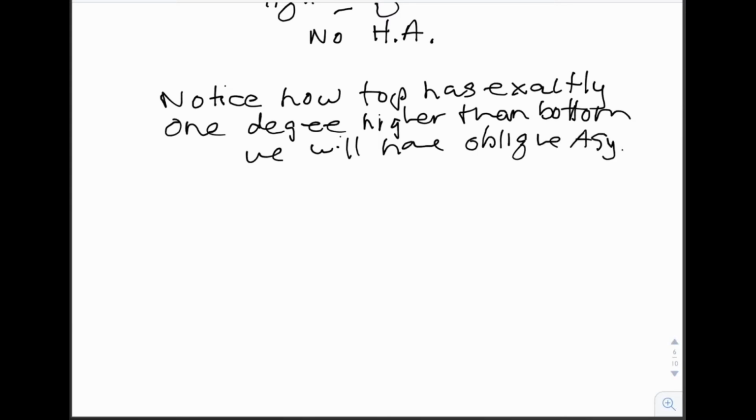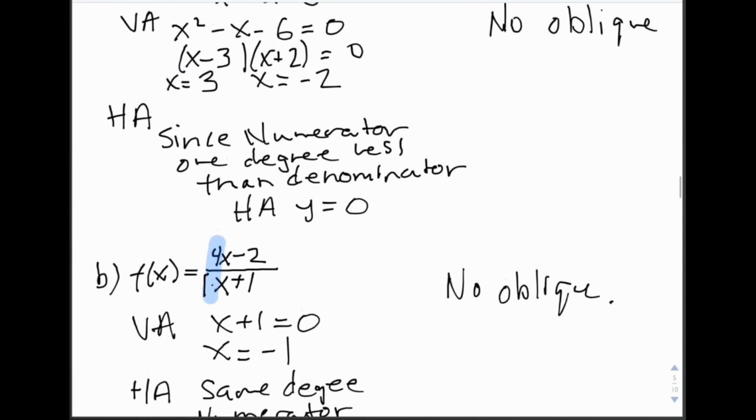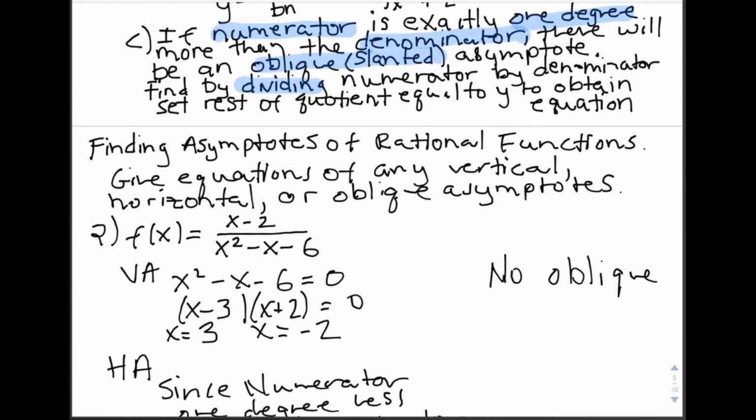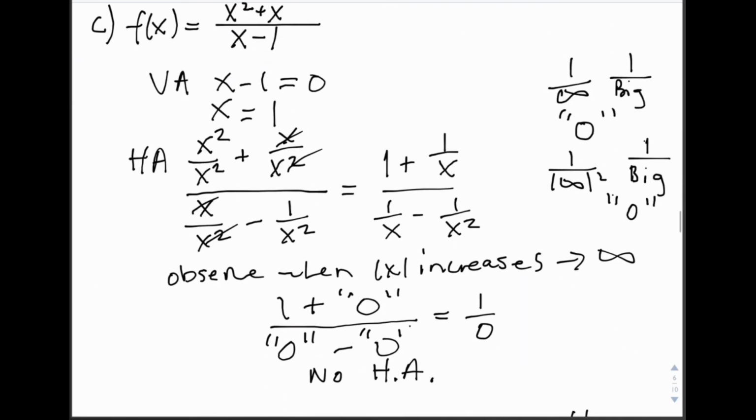Okay. So what we want to do, if we go ahead and look back up, is that if the numerator is exactly 1 degree more than the denominator, we're going to want to divide the numerator by the denominator, and then set the rest of the quotient equal to y to obtain an equation. So let's go ahead and do that following step.